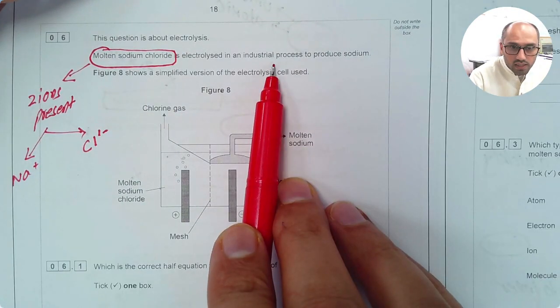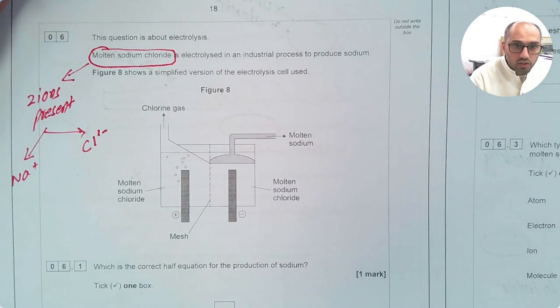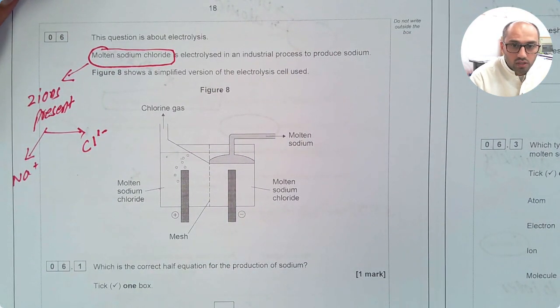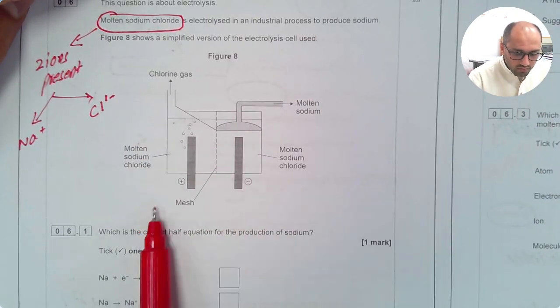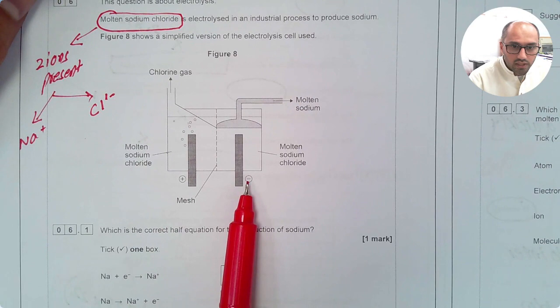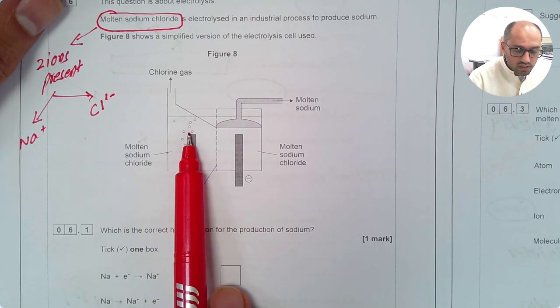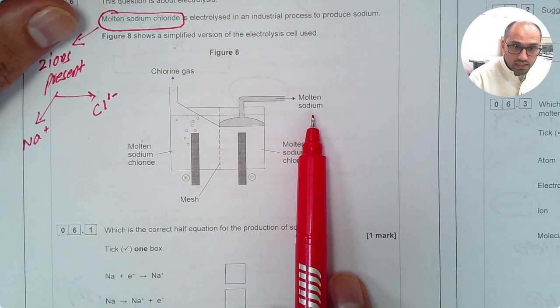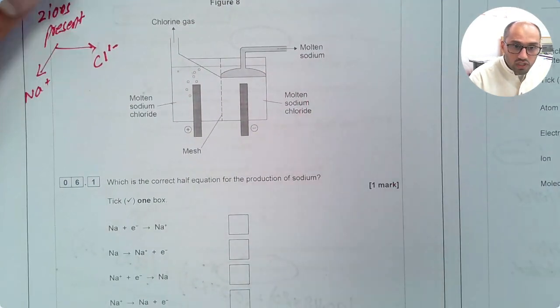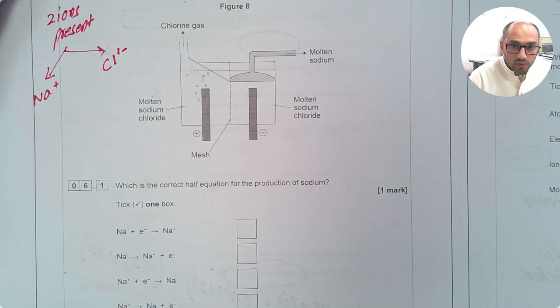Sodium chloride is electrolyzed in an industrial process to produce sodium. Figure 8 shows a simplified version of the electrolysis cell used. So we've got a cell here, we've got a positive electrode and a negative electrode. On the positive electrode, there's a gas being produced, whereas on the negative electrode, sodium metal is being produced. Now it says, which is the correct half equation for the production of sodium?